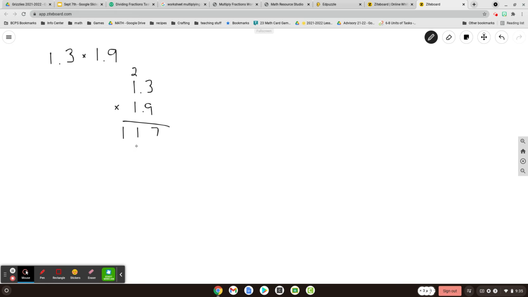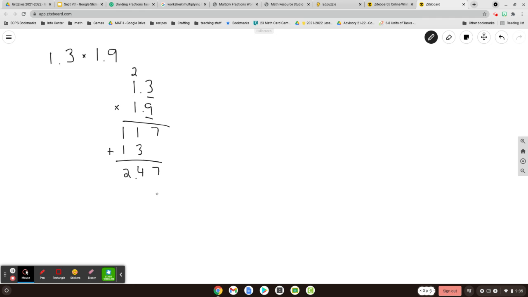1 times 3 is 3. And 1 times 1 is 1. And now I can add those two numbers up. 7 plus nothing is 7. 1 plus 3 is 4. And 1 plus 1 is 2. Now the question stands, where can I put my decimal point? So we're going to count. I've got 1 digit to the right of the decimal here, 1 digit to the right of the decimal here, for a total of 2 digits to the right of my decimal. So I'm going to have 2 digits to the right of my decimal in my final answer.